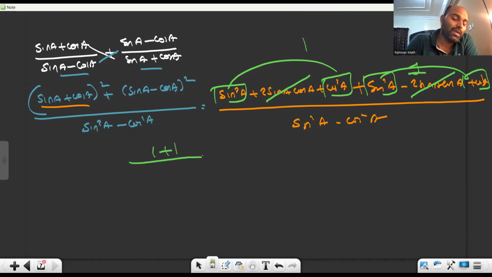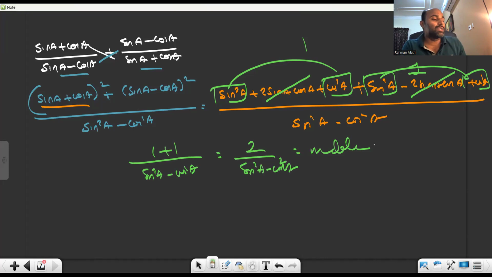1 plus 1 is what? That is the... And sin square A minus what? Cos square A. So your answer is ready. This one is equal to what? Middle term. You got the middle term. Now there is a right term also. Middle term everybody got, I think: 2 by sin square A minus cos square.